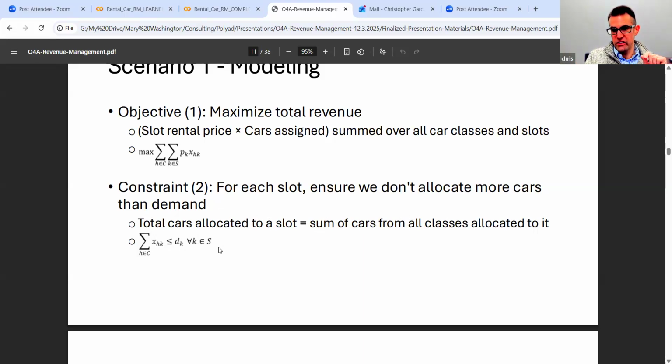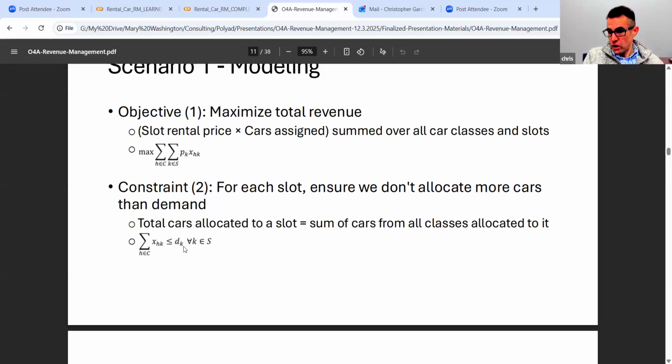So you see this on the right-hand side. This little upside down A just means for all. So we're saying for all K, all slots K in the set of slots. Okay, and then we're going to have this constraint that we ensure we don't allocate more cars to that slot than demand. So something that has to be less than or equal to DK, which is the demand for that particular slot K.